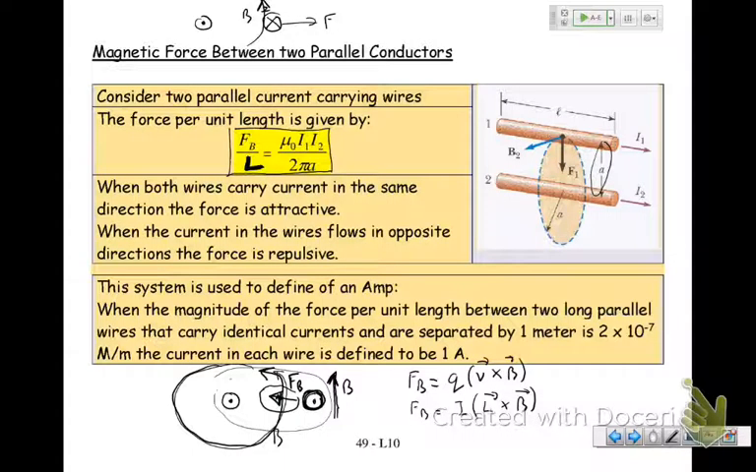So if both wires carry a current in the same direction, the force is attractive. When the current in the wires flows in opposite directions, the force is repulsive. So this system is used to define the amp.